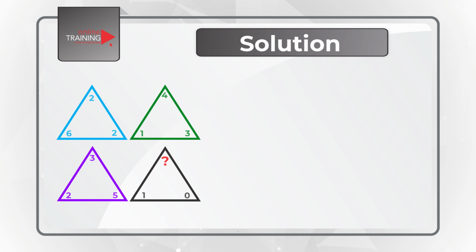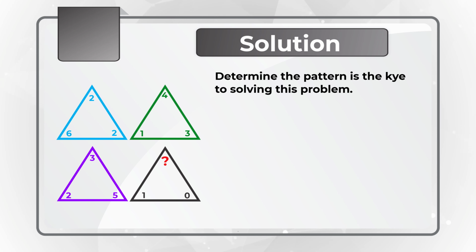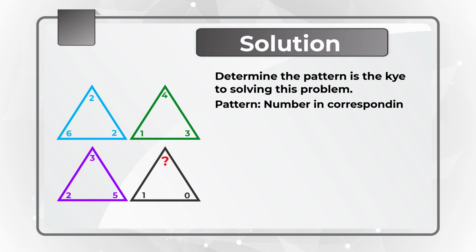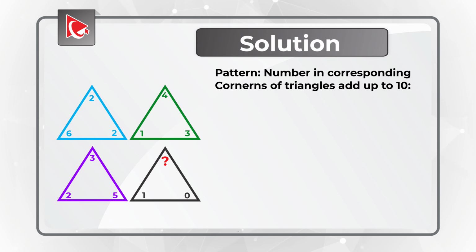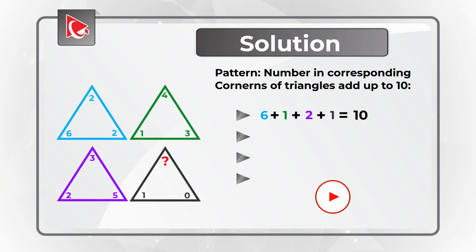As I mentioned, the trick about this problem is that the number can be calculated. And the key to calculating it is to determine the pattern. The pattern here is that the numbers in the corresponding corners of the triangles all add up to 10. Let's do the math and start with the bottom left corner. 6 plus 1 plus 2 plus 1 equals 10.